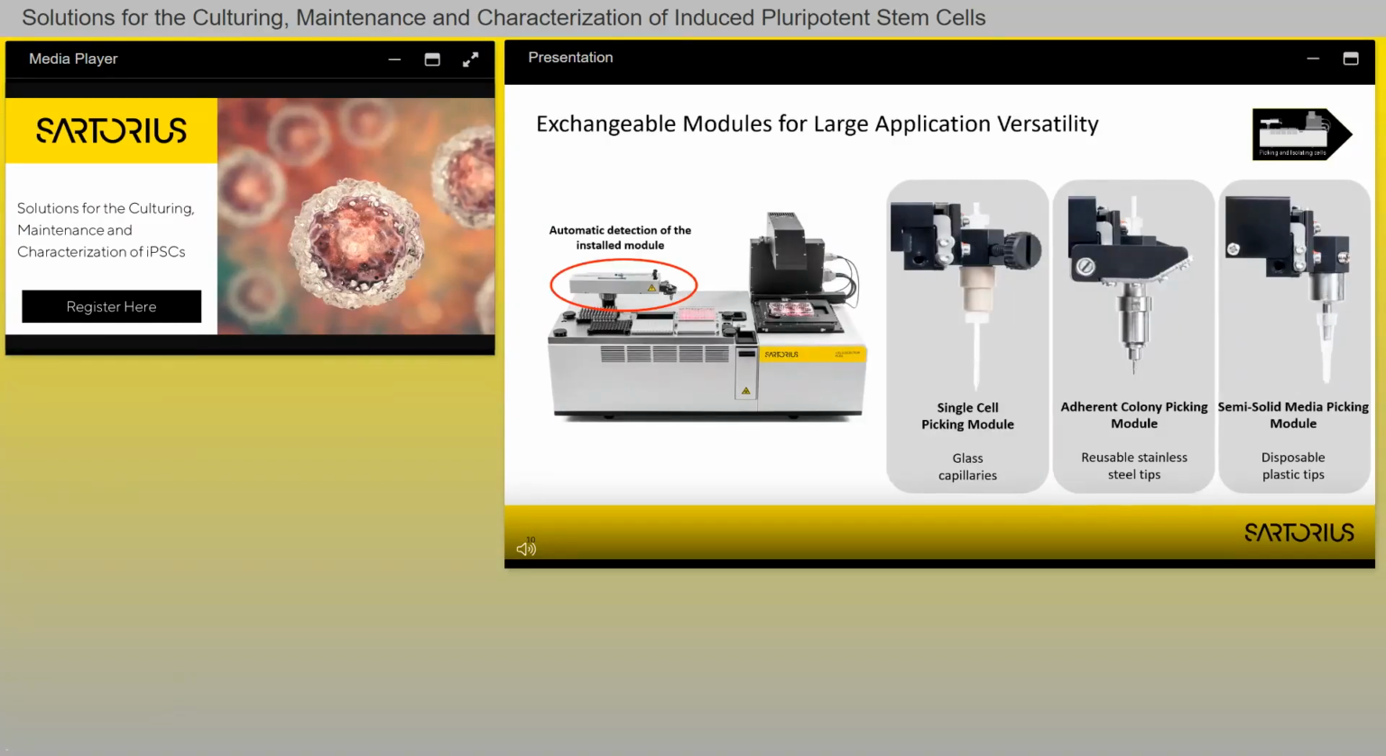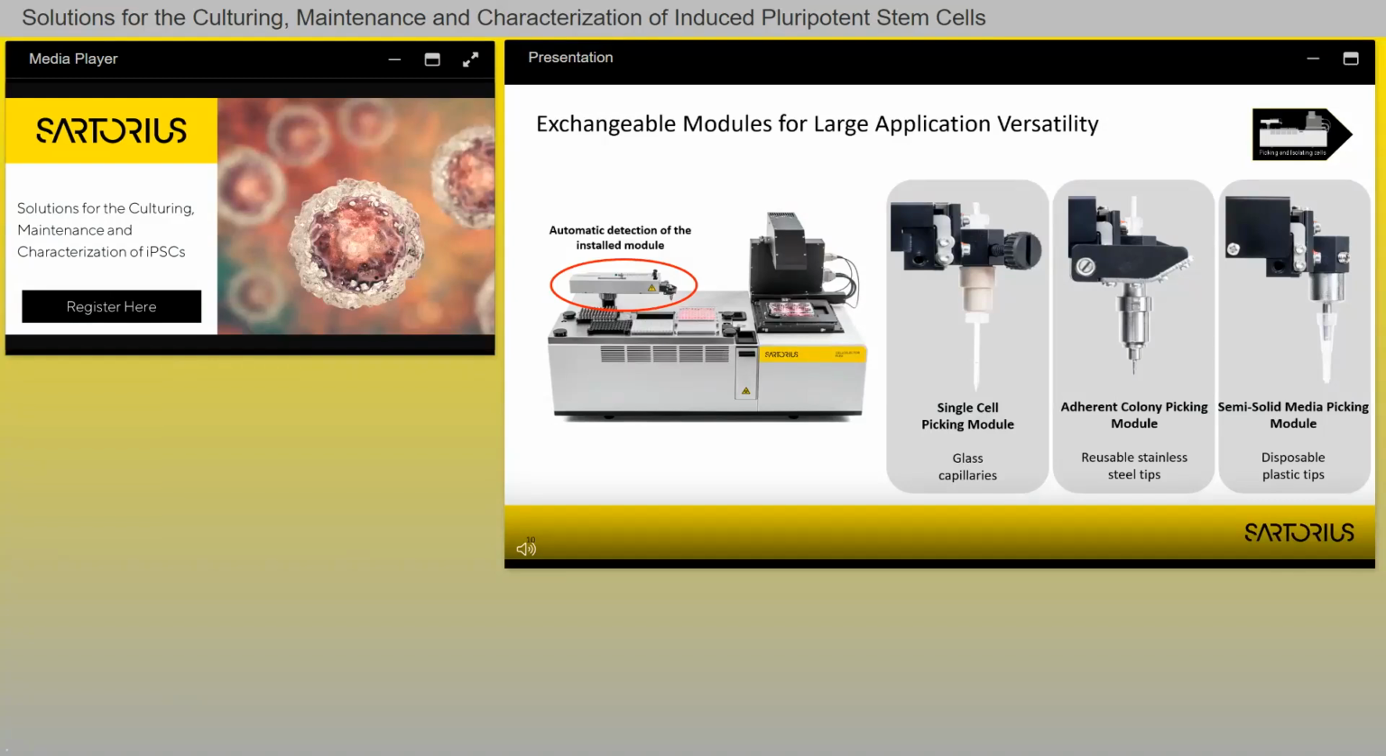On this slide, we detail the exchangeable modules for large application versatility with the cell selector flex. On the left-hand side, you can see the cell selector flex system, and the circled section is the arm or module, and the system will automatically detect which of these modules you have installed at particular points when you're using the system.